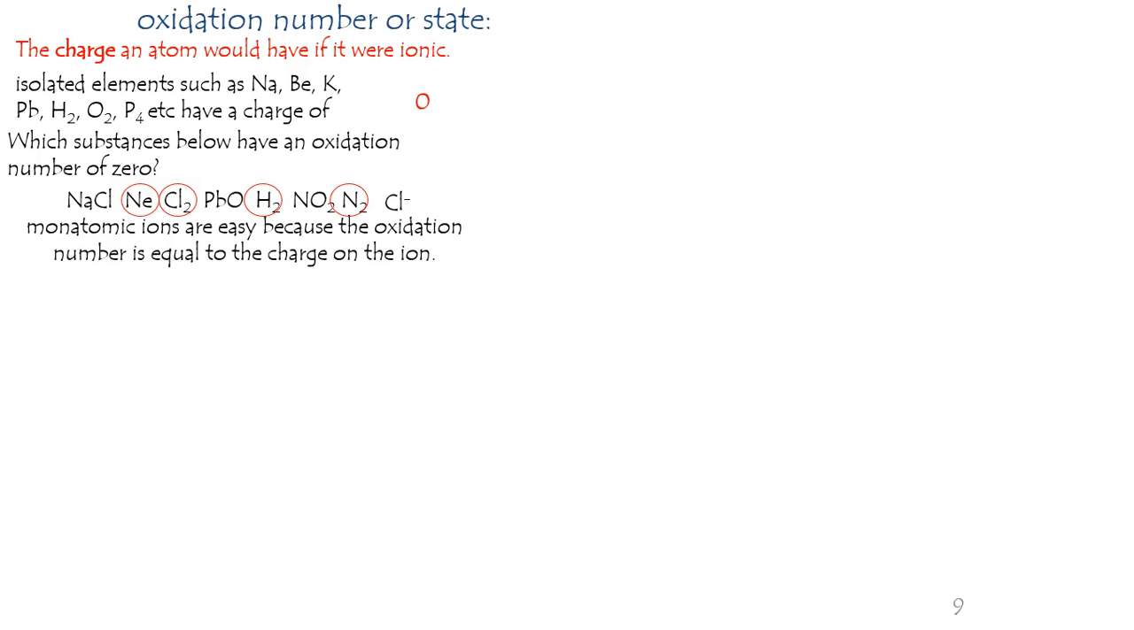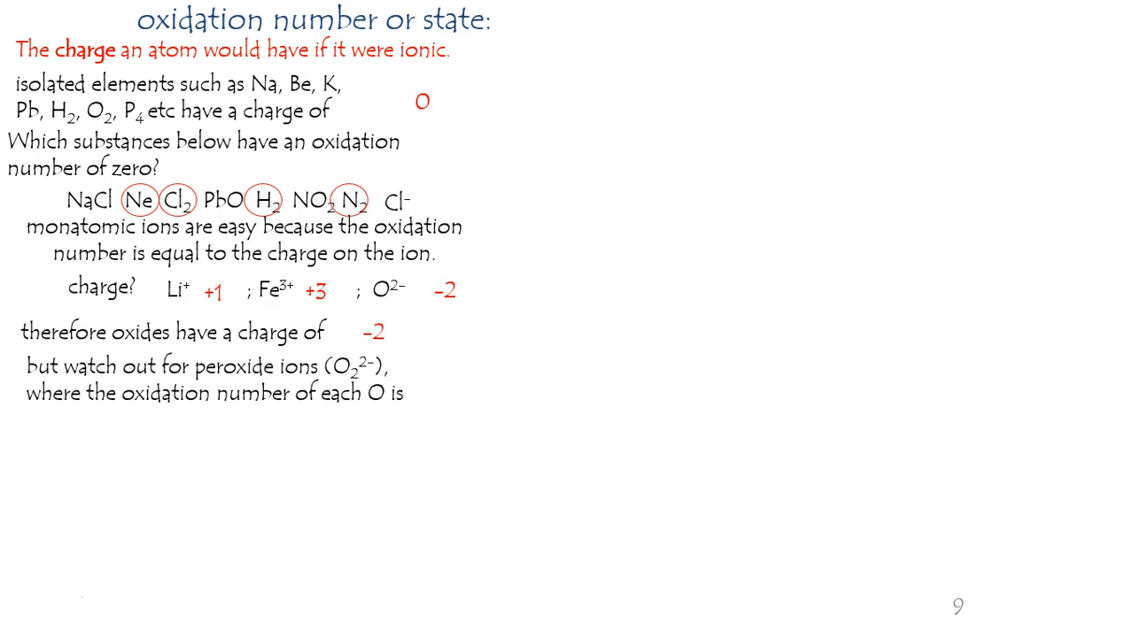Now, monatomic ions are pretty easy because the oxidation number is equal to just what it is, which is Li plus, I'm thinking plus 1, Fe 3 plus 3, oxygen dianion minus 2. See how easy that is? The oxides have a charge of minus 2. Watch out for peroxides, however, the O2 2 minus. Since there's two O's with a 2 minus charge, the oxidation number for each O must be minus 1 to total up to minus 2.